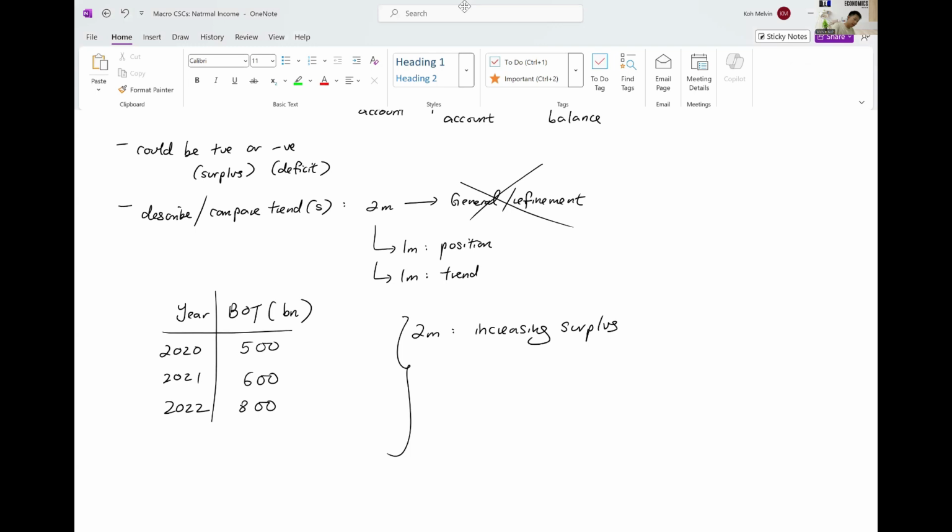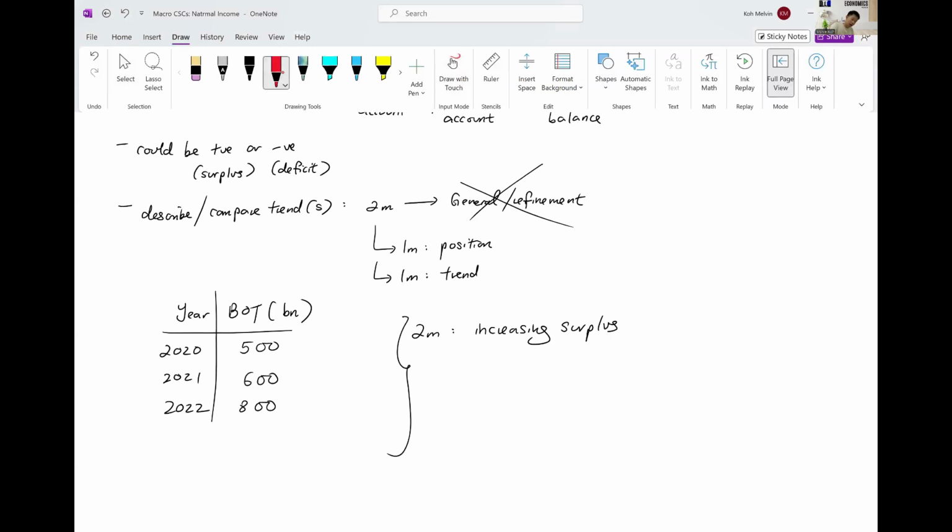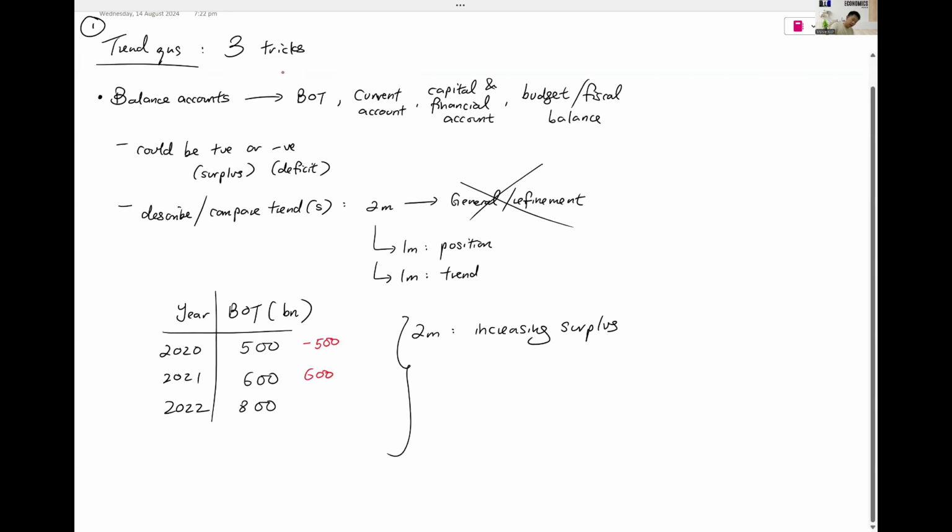Quite easy, right? But what if the numbers look like this? Okay, minus 500, 600, 800. What can I say for 2 marks? Any idea? You have to bring out the position, you have to bring out the trend. The position, okay, when we say position, it's either surplus or deficit. So we have to bring out these things. Then for trend, if it's a consistent surplus or deficit, okay, means throughout you see a surplus or deficit, you can say increasing, you can say decreasing.